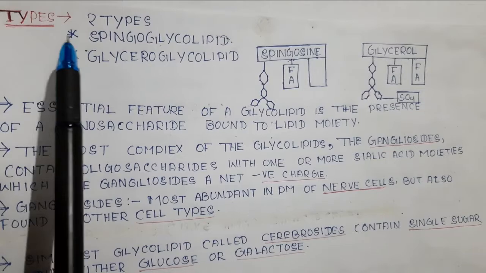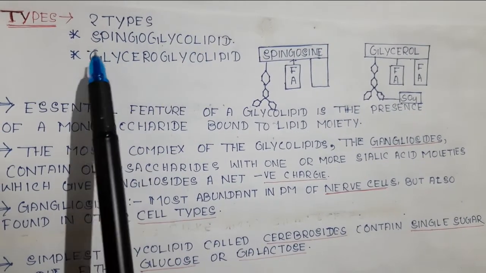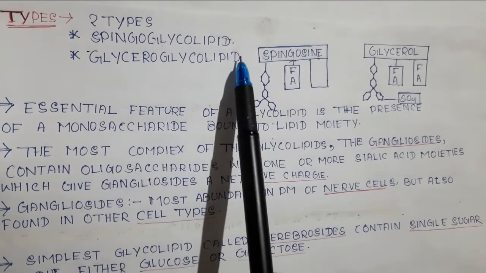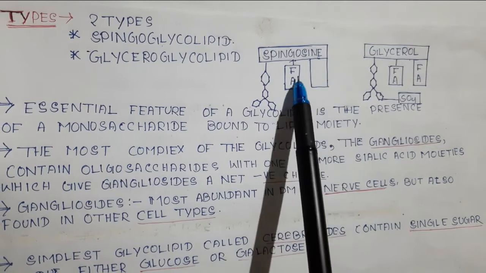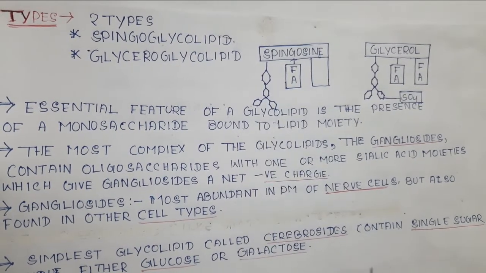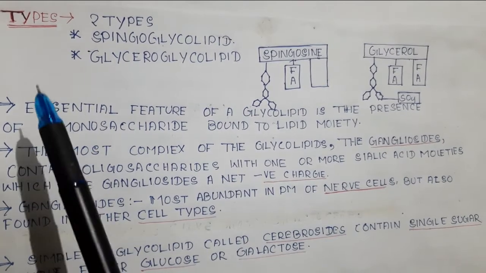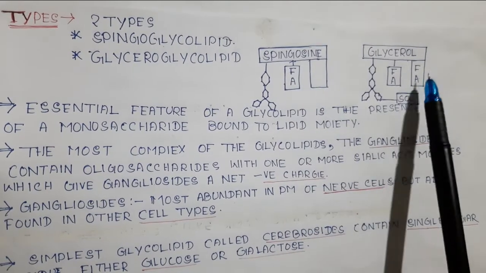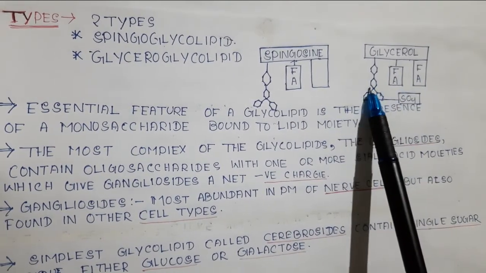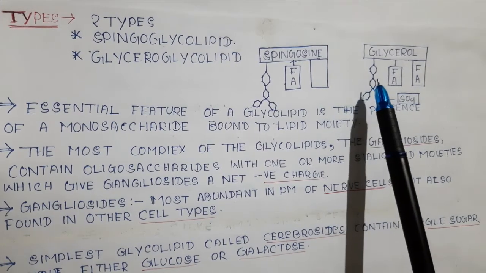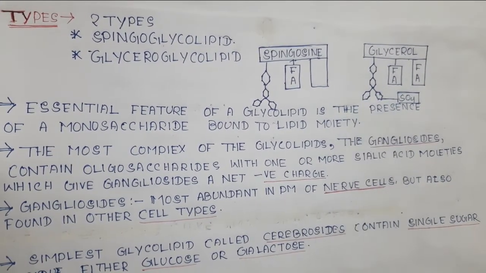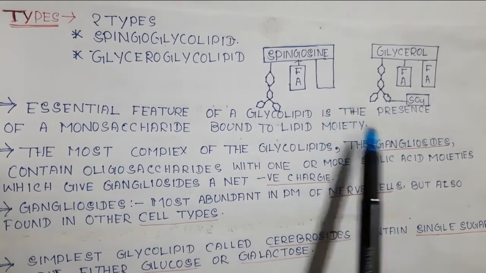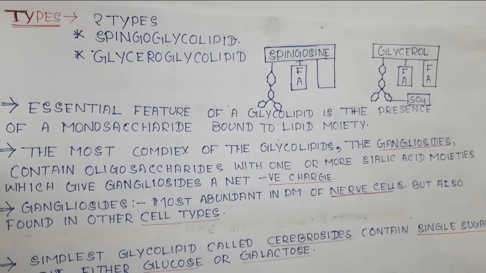We will see the types. There are two types: sphingoglycolipid and glyceroglycolipid. If we look at the structure of sphingoglycolipid, we find a sphingosine backbone with one fatty acid and a carbohydrate instead of phosphate. In glyceroglycolipid, you find glycerol instead of sphingosine with two fatty acids, and again a carbohydrate chain, in this case particularly sulfate in the head group. The essential feature of glycolipid is the presence of a monosaccharide bound to the lipid moiety.